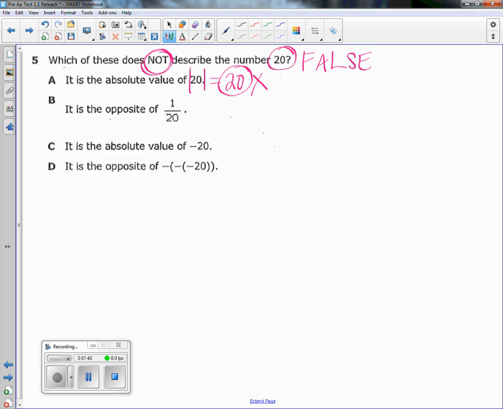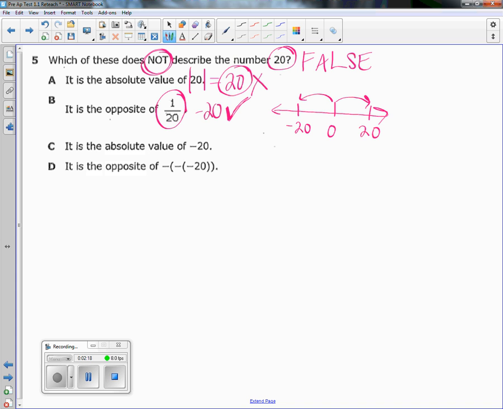Answer choice B, it's the opposite of 20. So let's just find out what the opposite of 20 would be. The opposite of a number is the same distance from 0, so they have the same absolute value, just a different direction. So if I have my number line here, and we have 0 and 20 would be this way, we want to find the number that's the same distance from 0, just the opposite direction. So that would be a -20. So -20 would be the opposite of 20. So we don't think that B is correct. We think that B would be our answer choice then, but let's check.